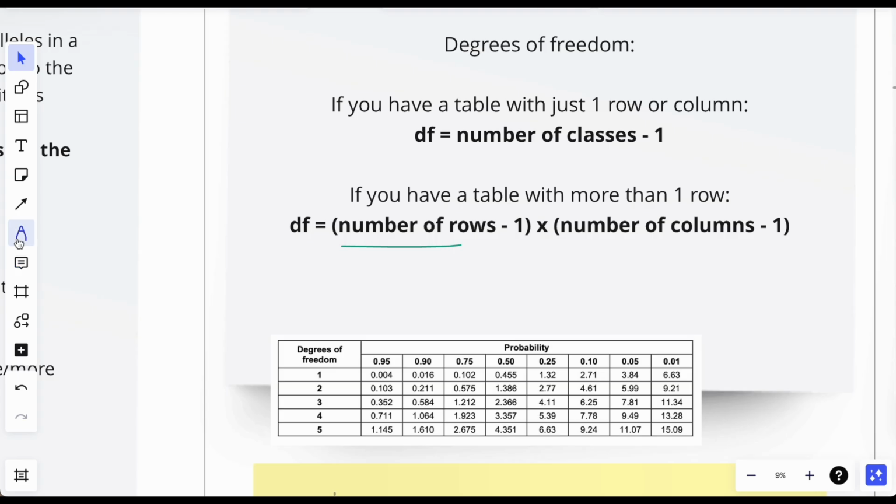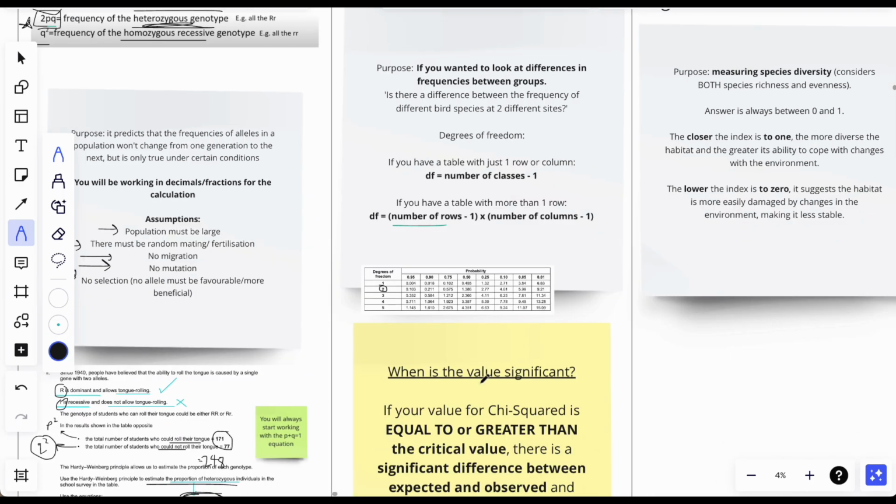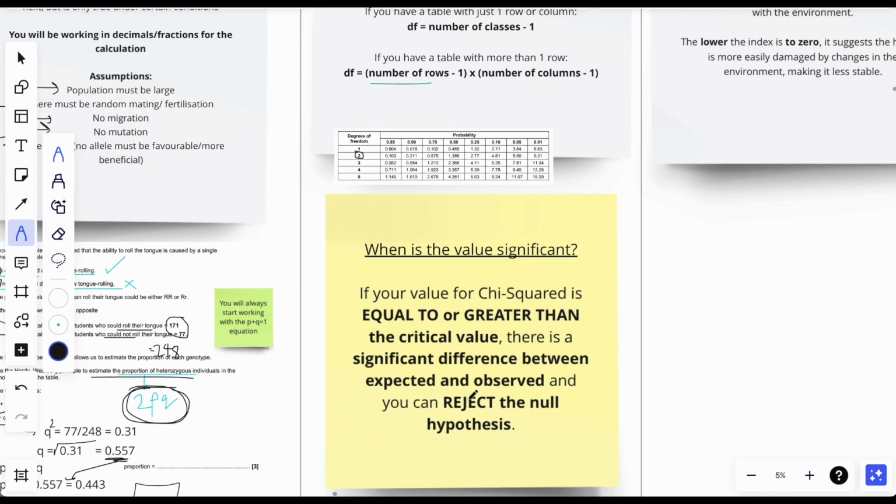Then let's say you got, I don't know, 2, you're going to be comparing it at a probability, and then you're going to get the value, and that will be your critical value, which you use to compare with the chi-squared value you just got from the calculation, okay? Now let's link back to when a value is significant.